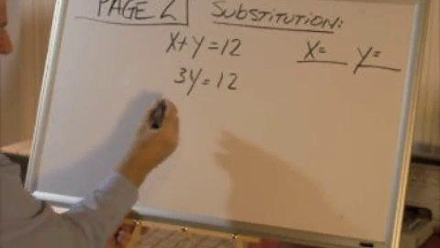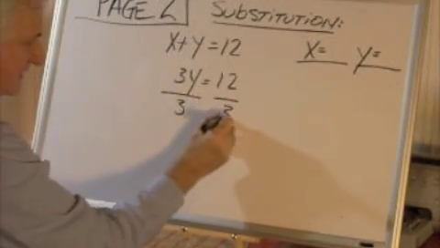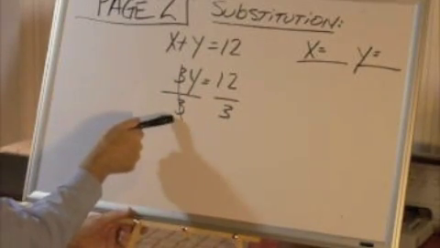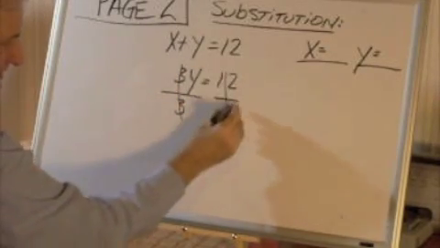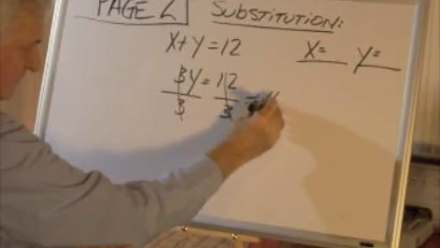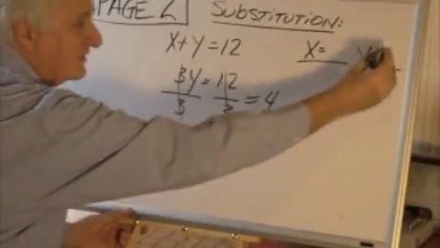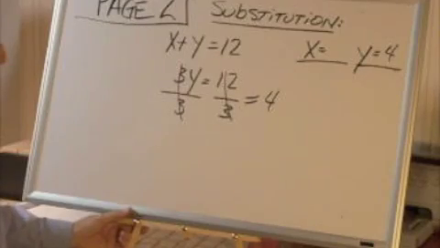And y, as you can see, is easy to obtain. You find a way to remove that 3, because it's multiplying. You do the opposite, you divide, and you divide each side. 12 divided by 3 equals 4. y equals 4. That was almost too easy. I just wanted to see if you knew how to do that.